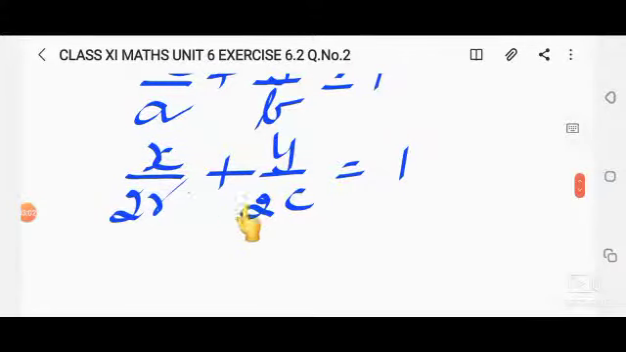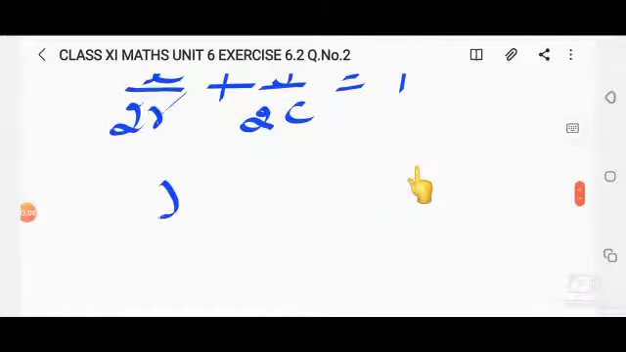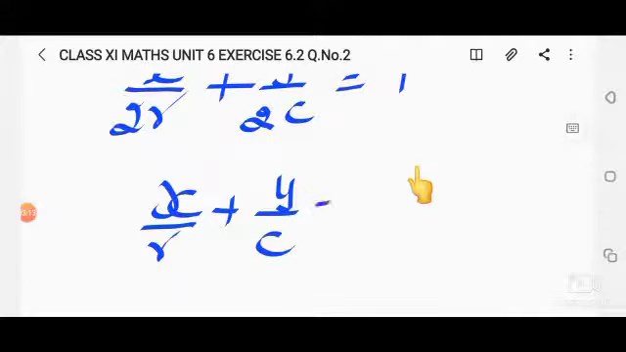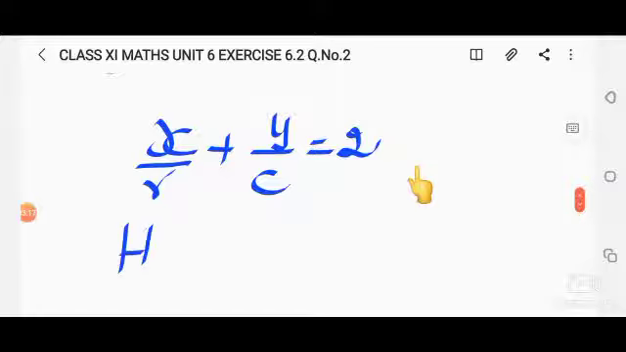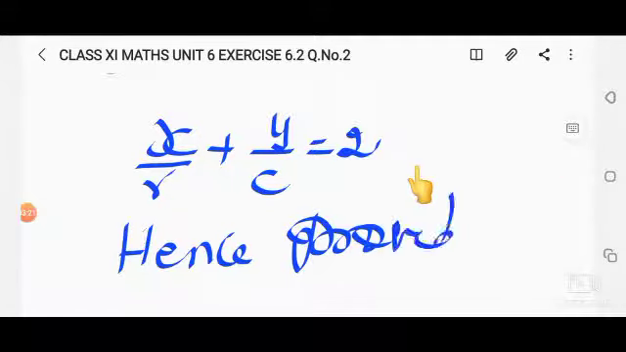And you can see that 2 is common in both the denominators. So multiplying the right side 1 by 2, we have x by r plus y by c which is equal to 2. Okay, so this is what we were asked to prove. We have obtained the answer, hence proved. Okay, thank you children.